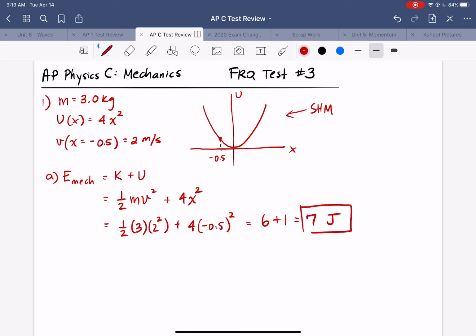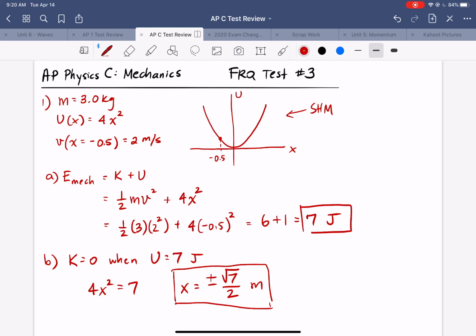All right, so for part B, it wants to know the x-coordinate of any points at which the object has 0 kinetic energy. Well, the total energy that we just calculated is constant, 7 joules. So for the object to have 0 kinetic energy, that must mean that it has 7 joules of potential energy. So we just set the equation for potential energy equal to 7, and we can solve that. There are two solutions. It's going to be plus or minus root 7 divided by 2.